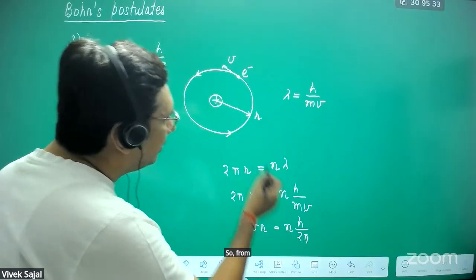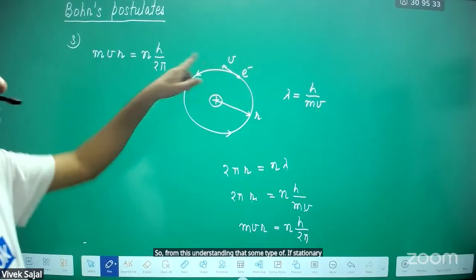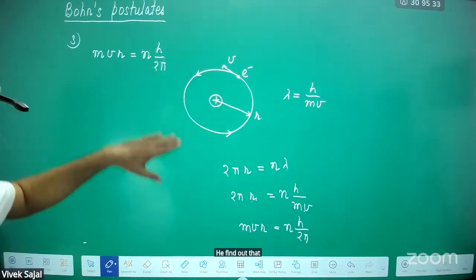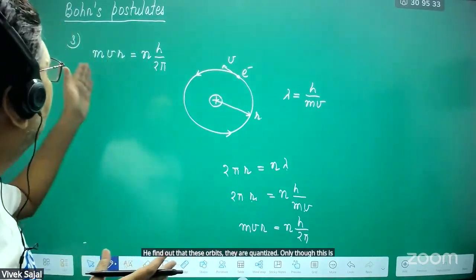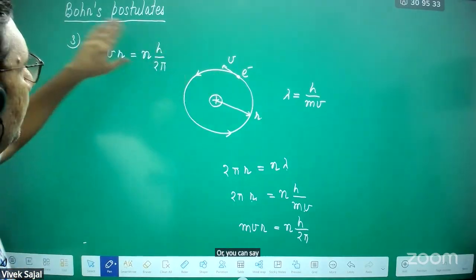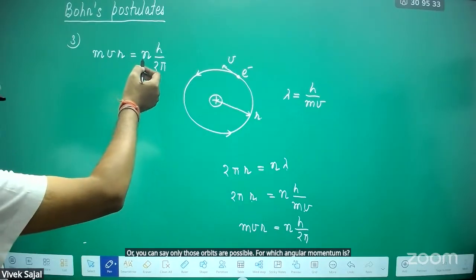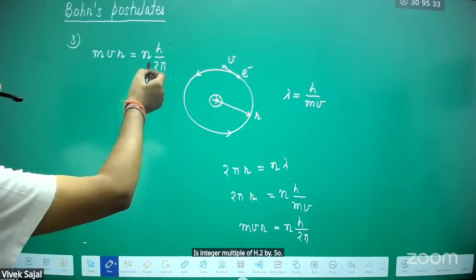From this understanding that a stationary structure is formed in the orbit, he found that these orbits are quantized. This is called the quantization of angular momentum: only those orbits are possible for which the angular momentum is an integer multiple of h upon 2 pi. n may be 1, 2, 3, 4.